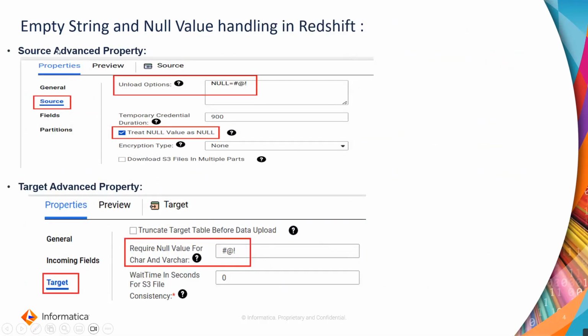If you see here, in the source advanced property, we have this option: null equal to hash @ exclamatory, and we check the checkbox treat null value as null. Same way in the target, because both source and target are Redshift, you will have both the options. So in the target advanced property, you will have required null value for char and varchar. Whatever value you pass here, you just assign the same value there, and that's all. It will handle both null and empty string and load into Redshift. Now we'll go to the demo.